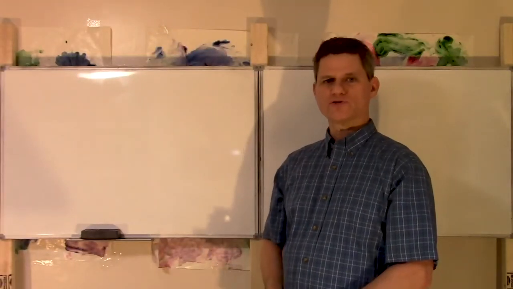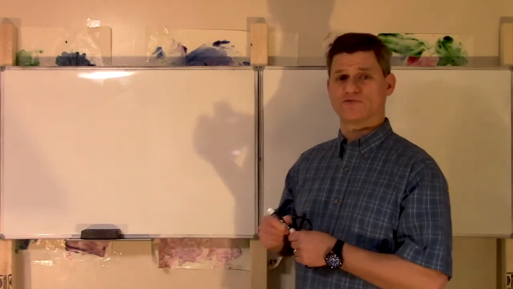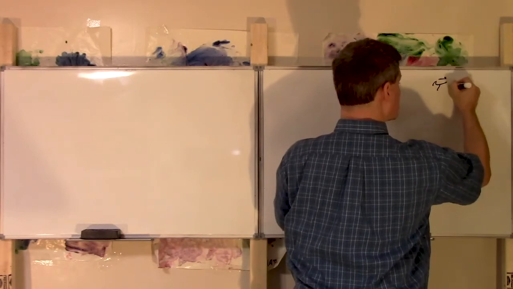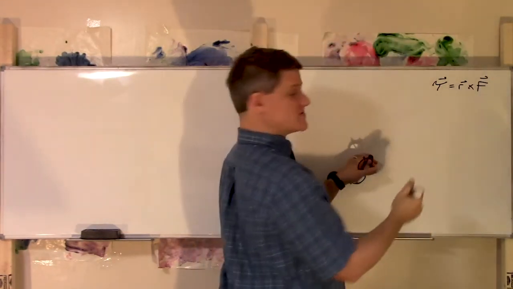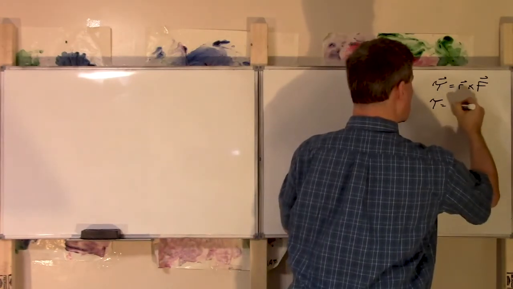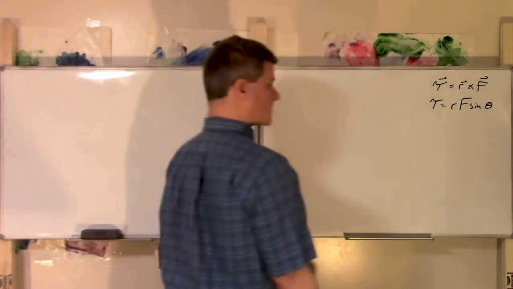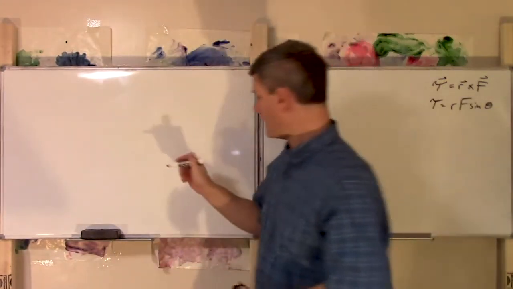Hi, a couple words on torque. You'll notice on the equation sheet that there are different forms of the equation for torque. First we have torque as a vector equals R cross F, and in terms of magnitude that translates into torque equals R F sine of the angle. There are two other expressions which I'm going to explain right now.